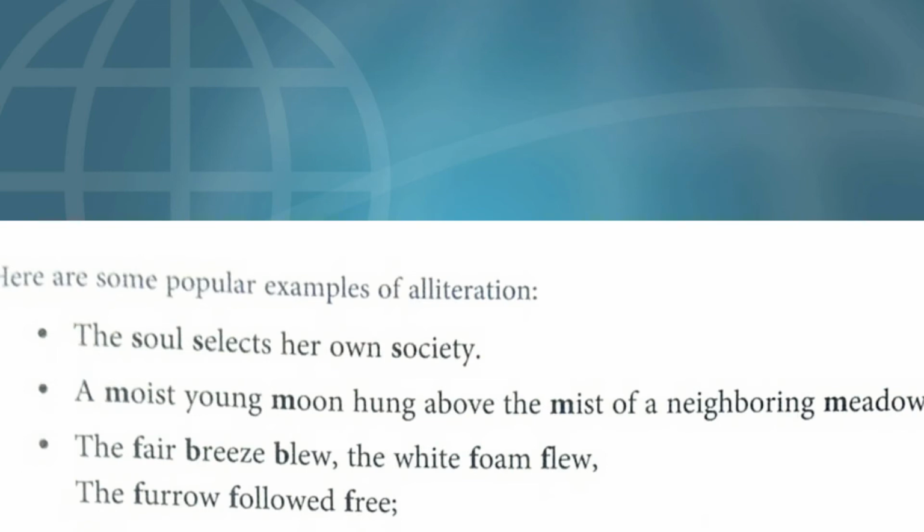Look at the third example. The fair breeze blew, the white foam flew, the furrow floated free. There are 2 sounds repeated here. One is the f sound and another one is consonant B. Look at that. Fair, foam, flew, furrow, floated, free. These are all examples of alliteration, and one more alliteration is also here. Breeze, blew. Both words begin with the consonant B. The sound, not the letter, sound. Let me move to the next one.